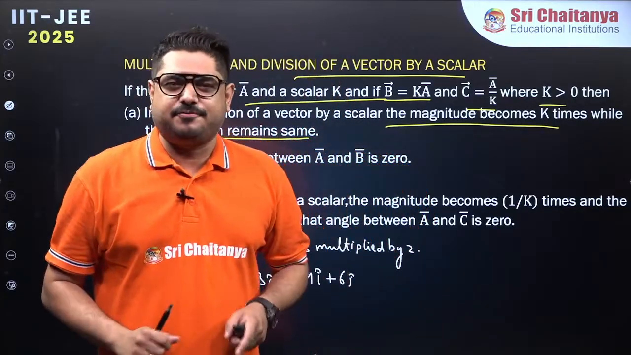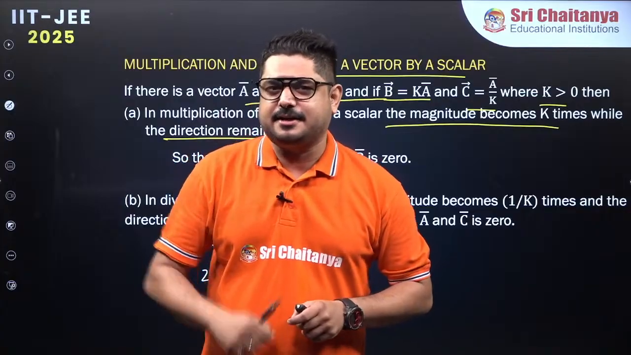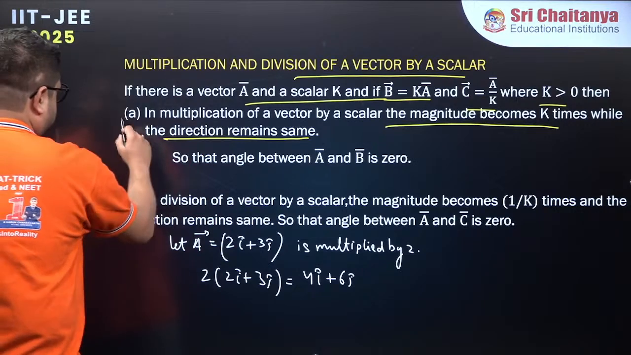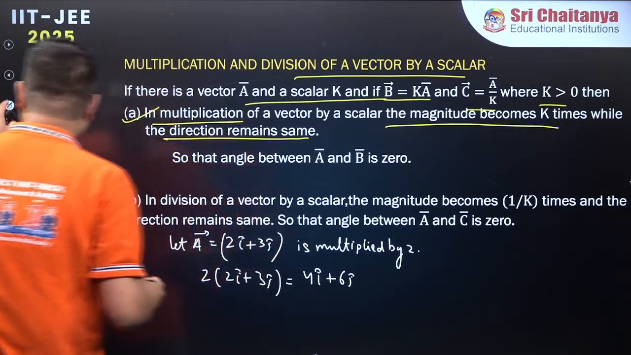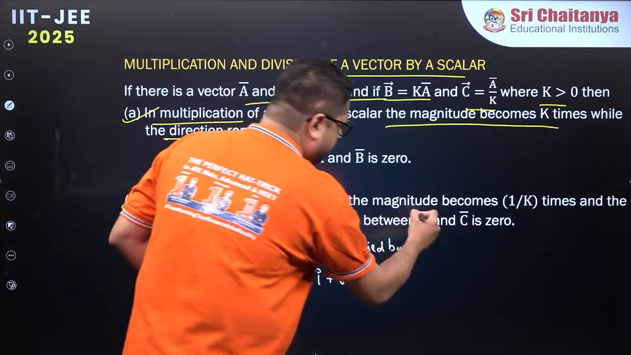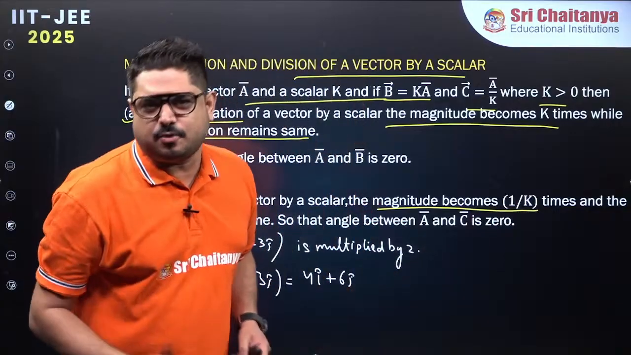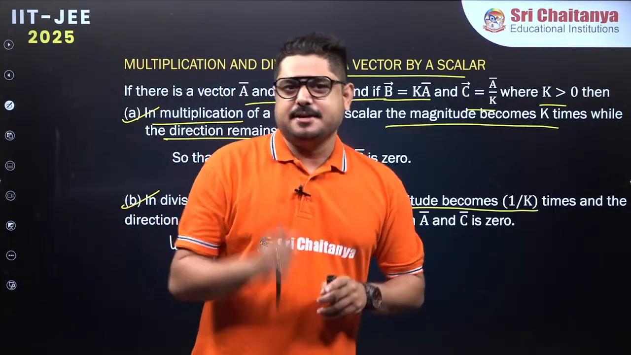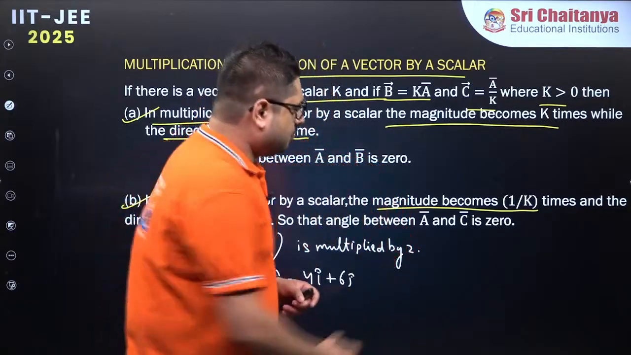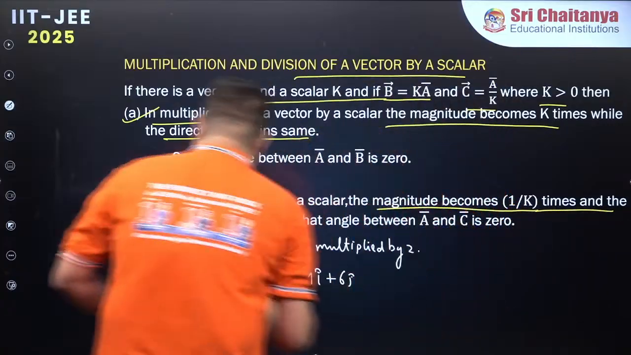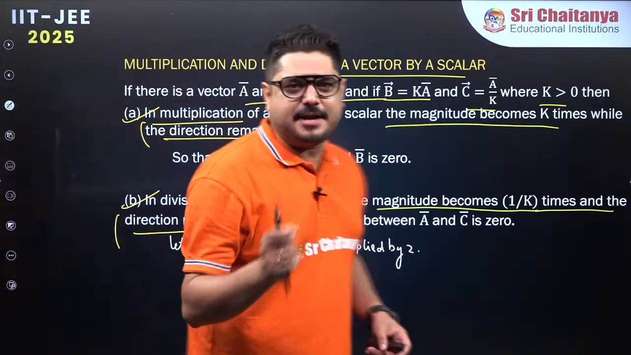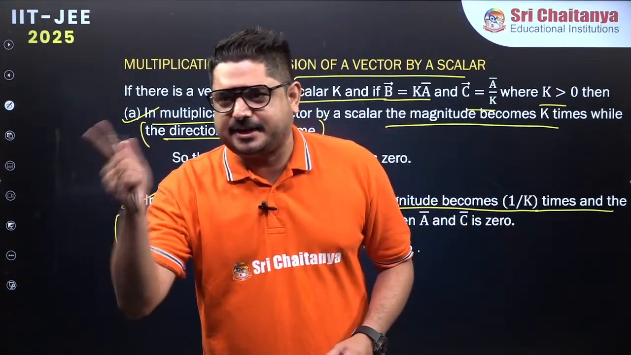Now if I try to perform the division of a vector by a scalar, what's going to happen? Once again, you can see the second statement. The first statement is associated with multiplication, and the second statement is that in division of a vector by a scalar, the magnitude becomes 1 by k. Only see what is being affected over here. Only the magnitude is changing, but the direction is going to remain as it is. Once again, it's going to be 1 by k times, and the direction is going to remain the same as in the previous case.